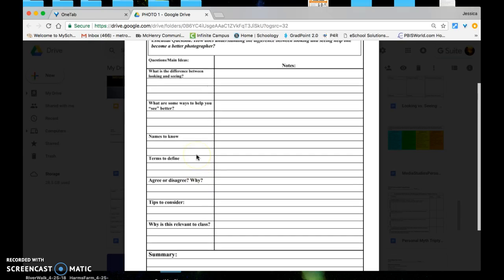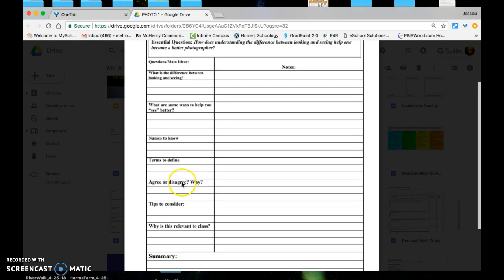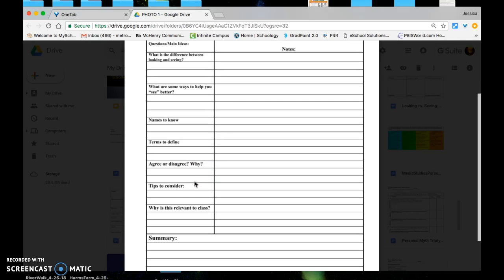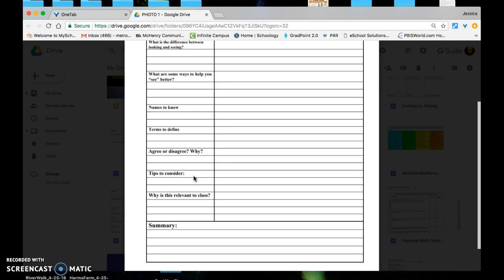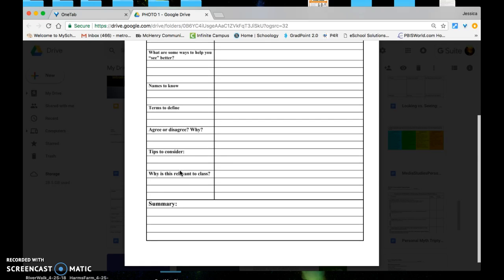At the end of the reading, or as you're reading, are you agreeing or disagreeing with what he's saying? And why would you agree or why would you disagree? So maybe making some connections there. He's going to give you some tips to consider. And then I want you to think about, well, why the heck am I making you read this? Why is this relevant to our class?